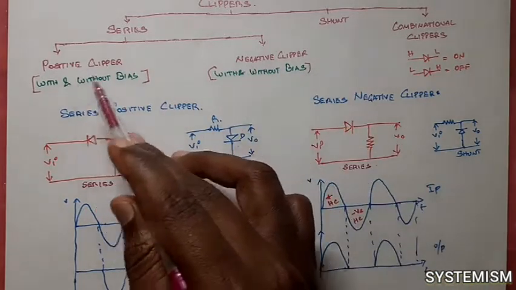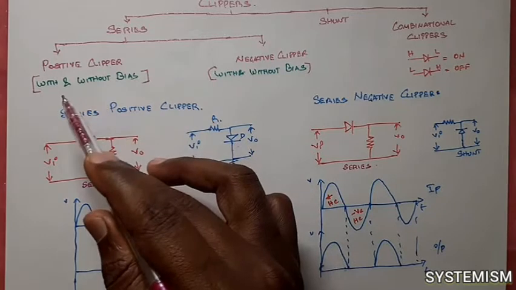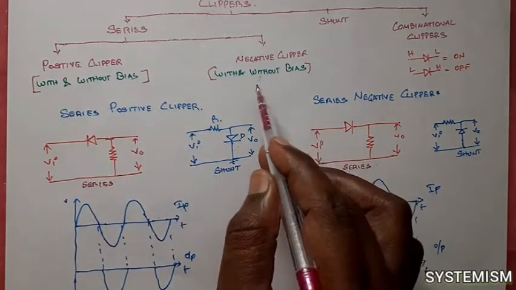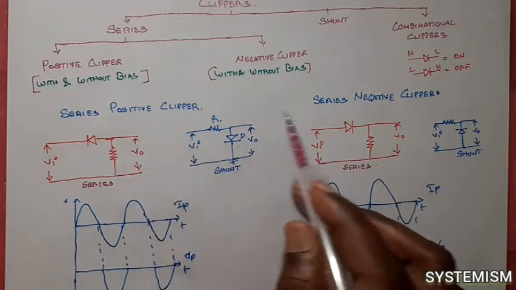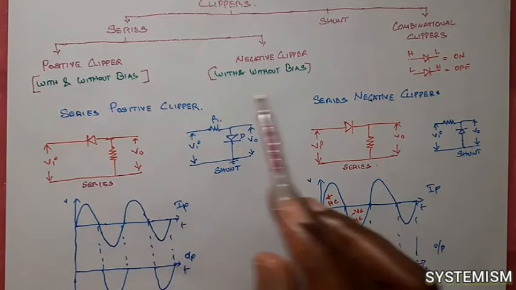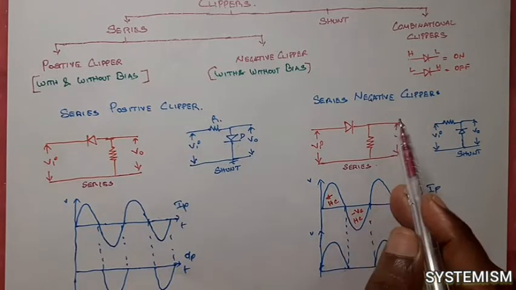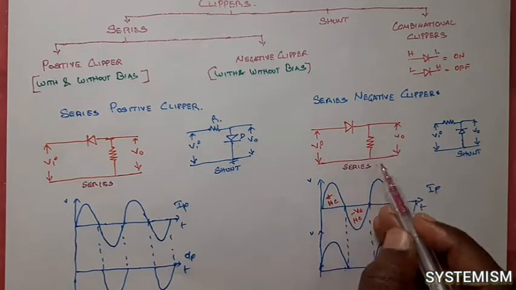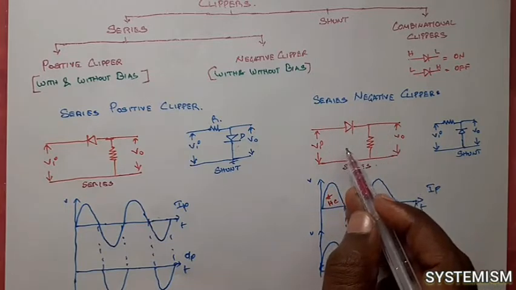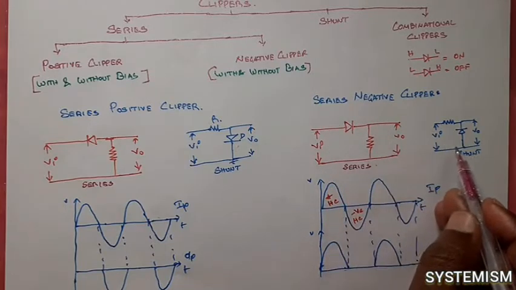Okay, in positive clippers there are two types again, with bias and without bias. Negative clippers also we have with bias and without bias. What we are seeing here is just without bias, normal positive clipper and normal negative clipper. In this we see the circuit. This is your series negative clipper, and this is shunt negative clipper.